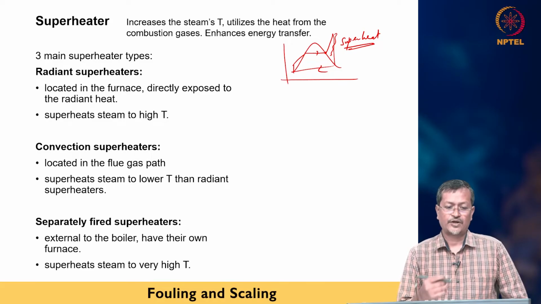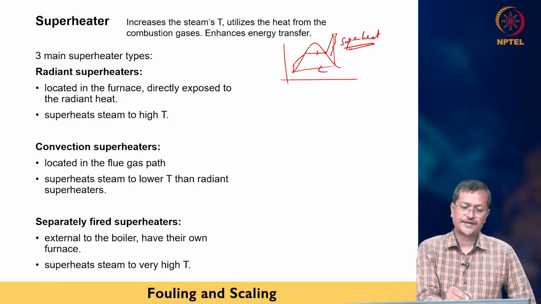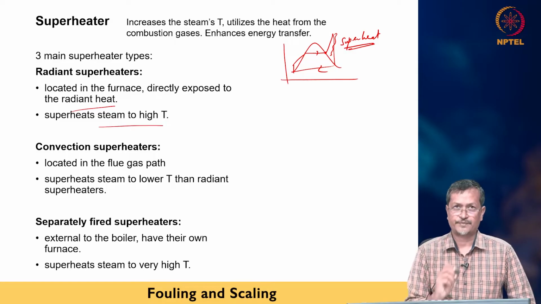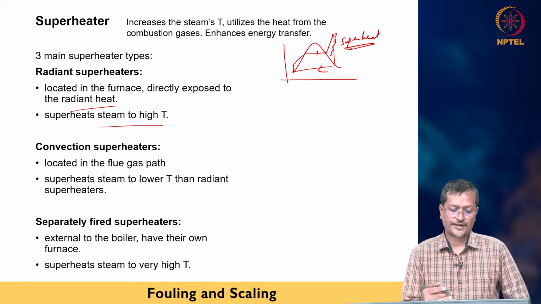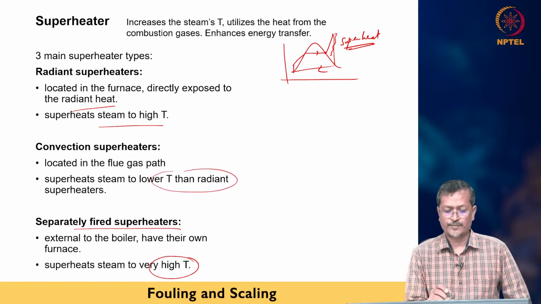There are three main superheater types. Radiant type superheater is located in the furnace. Inside the furnace it will be directly exposed to the radiant heat, and superheats steam to a high temperature. Then convection superheater and separately fired superheater. Separately fired superheater will give very high temperature, but the convective superheater gives a little bit lower temperature.